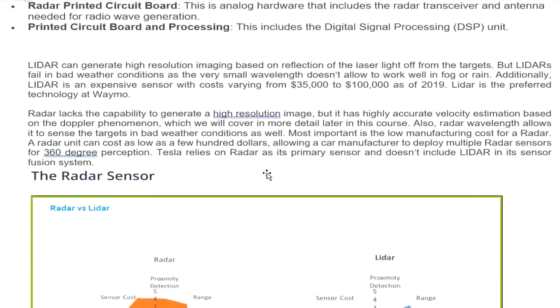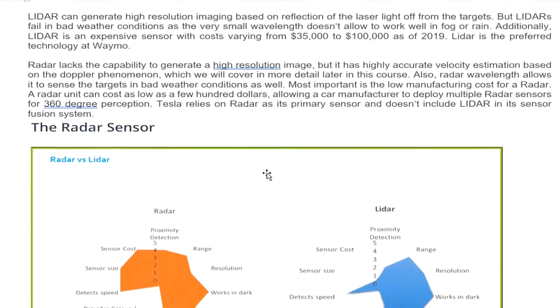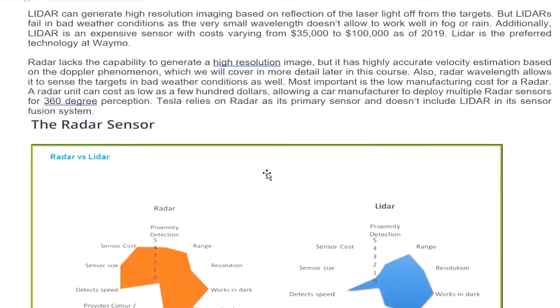So the LiDAR, as you know, can generate a high resolution image based on the reflection of laser light from the targets. But LiDARs fail in bad weather conditions. Its very small wavelength doesn't allow it to work well in frost or rain. Additionally, LiDAR is an expensive sensor with cost varying from $35,000 to $100,000.